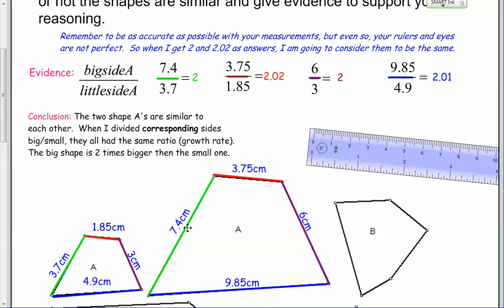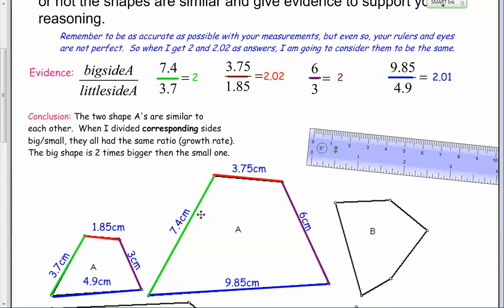So I went ahead and took my green measurement from the big one. Again, I'm going to do big divided by little each time. So I'm going to take that green 7.4 and then the green 3.7. I'm going to divide them. 7.4 divided by 3.7. Did that on my calculator, and wonderfully enough, I got the nice number 2.